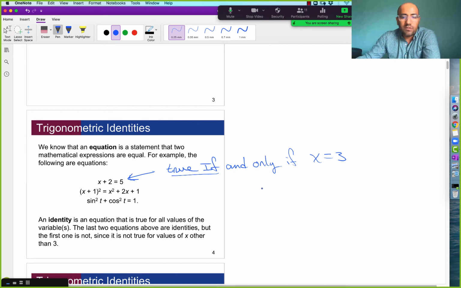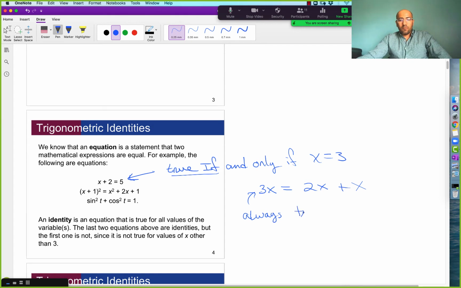However, if I told you the statement 3x equals 2x plus x, that's always true. It doesn't even matter what you choose for x, always true. And that's what an identity is. An identity is something that's always true. It doesn't matter what you choose for x. You could choose 1, you could choose -10, it doesn't matter.